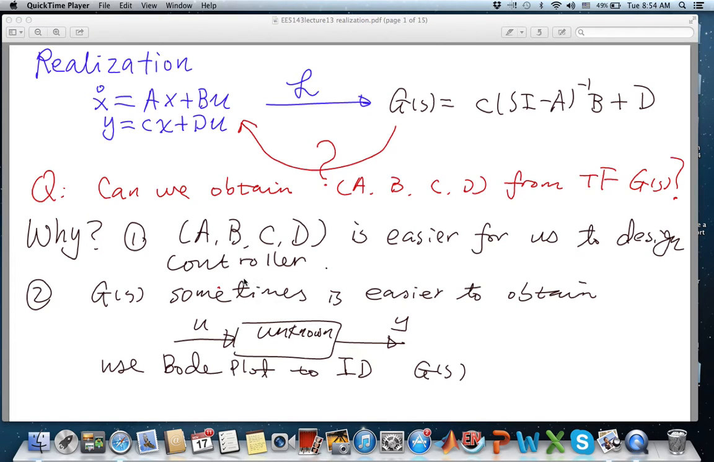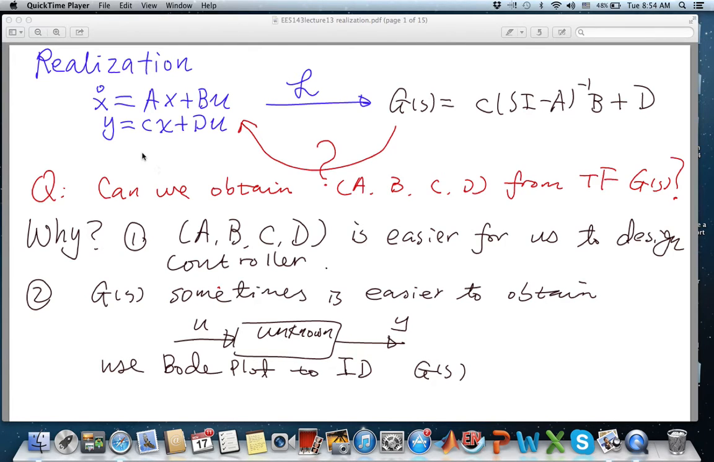Good morning, everybody. Previously, we have discussed controllability and observability. So today, I'm going to show you another topic related to realization of a transfer function. So we can see it here.